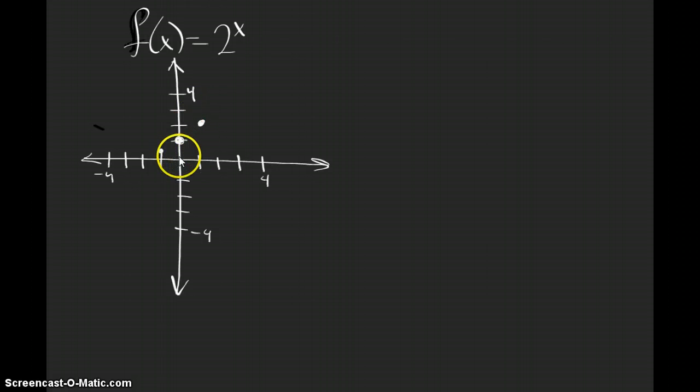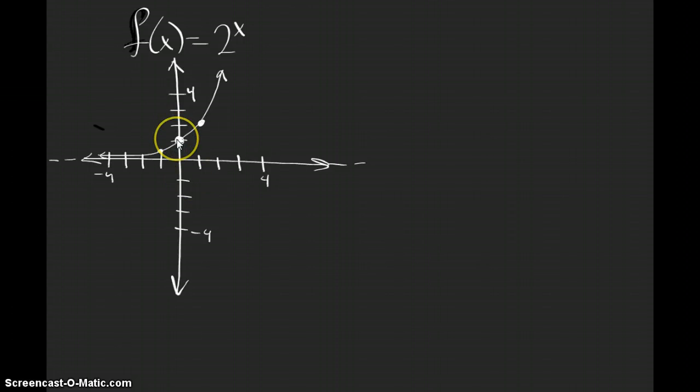If I put in negative 1, I would have 2 to the negative 1, that's 1 over 2, 1 half, so I have this point (negative 1, 1 half). And those are the points I'm going to use to graph this function. You can see the graph just gets smaller and smaller over here to the left. And there is a horizontal asymptote there.